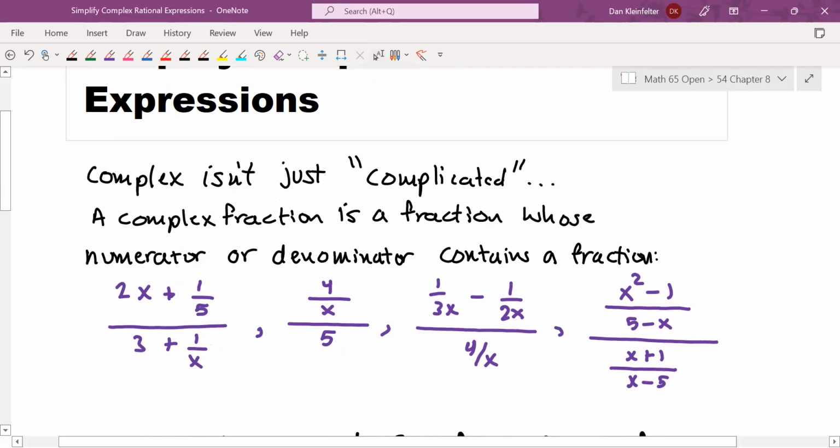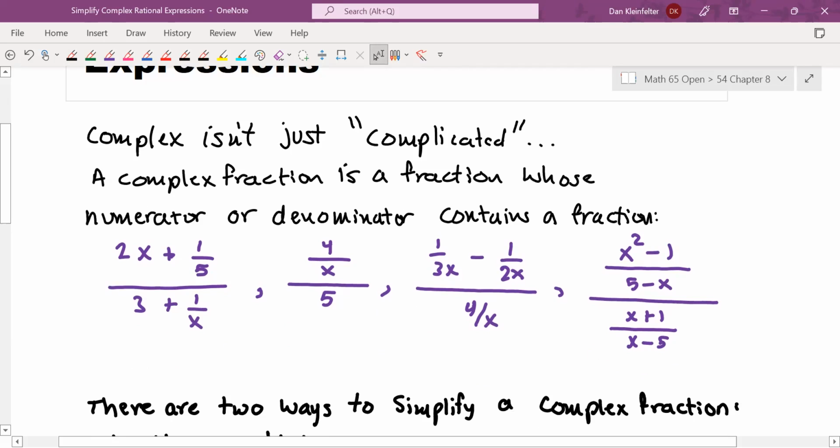So you can see some examples here where we have a big fraction, and in the numerator or denominator, or maybe both, there's some other fraction. And then to simplify such a fraction, we need to apply some procedure, which we're about to learn, to make it so that it no longer looks like that. That is, it's smaller. It no longer has the property that there's a fraction inside of a fraction anymore. And as always, when we're simplifying, we want to simplify as much as we possibly can.